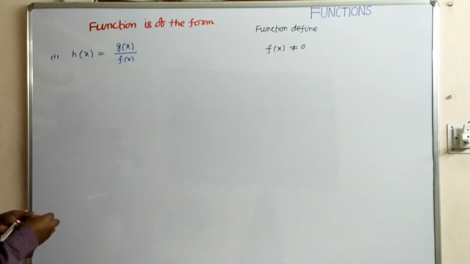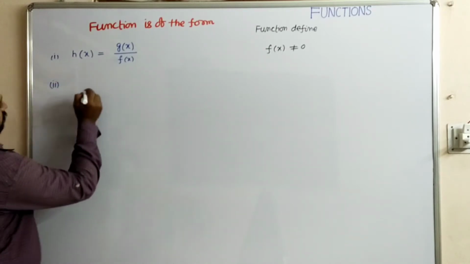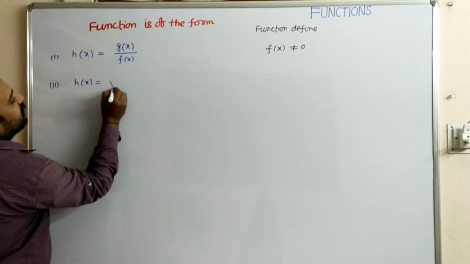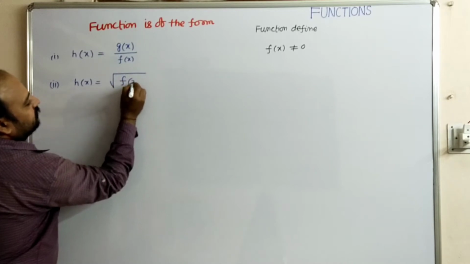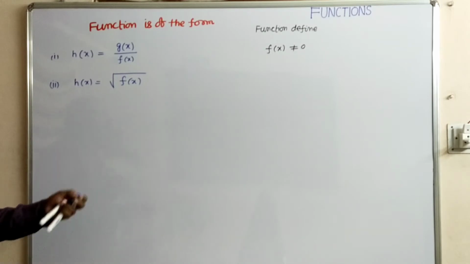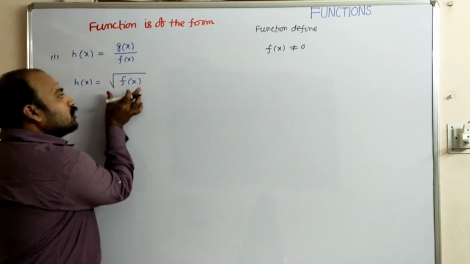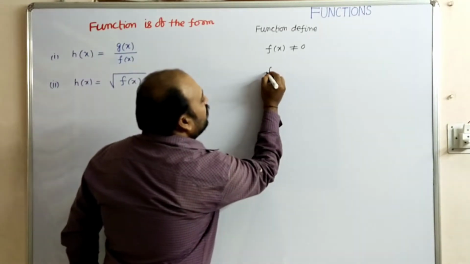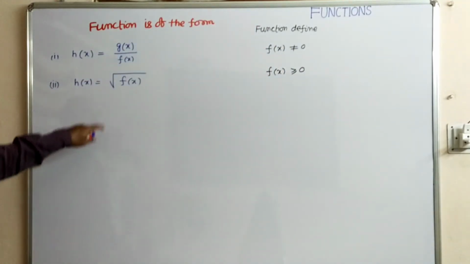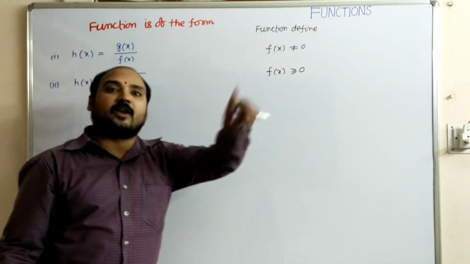Suppose the second function is in the form of root f of x. I am taking all as h of x only. Root f of x is defined whenever, since a root means always a positive value, f of x is greater than or equal to 0. So whenever the function is in this form, root f of x, it is defined when f of x is greater than or equal to 0.